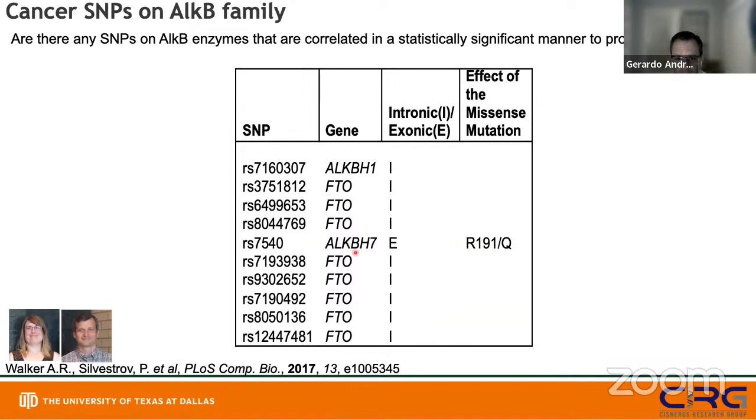What we found is that there's indeed one particular cancer mutation associated with prostate cancer in one of the human homologs called ALKBH3. In genomics and genetics, these single nucleotide polymorphisms are characterized by a SNP number. This RS stands for reference SNP, and a code. So RS7540 is a SNP that is found on ALKBH3, one of the human homologs of AlkB, that codes for a particular cancer mutation that changes the actual amino acid in the protein.